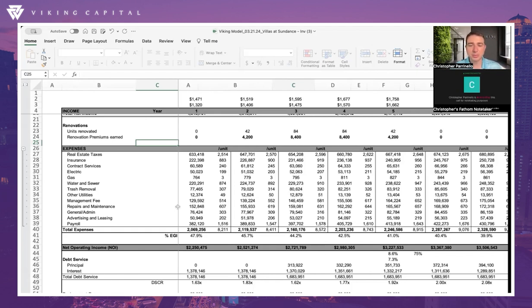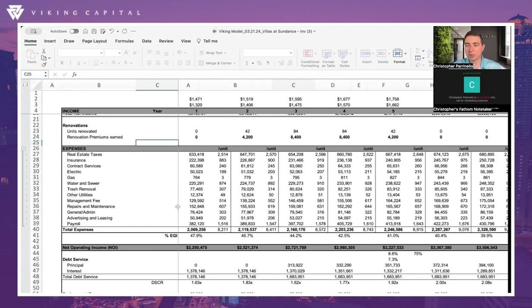And so y'all manage the sites yourselves. You have an internal management team for the properties, and is it just a flat management fee for every site? How does that work? Correct. So there's a 3% property management fee. We're not vertically integrated, so we don't have an in-house management company that's separate from Viking that manages these properties.